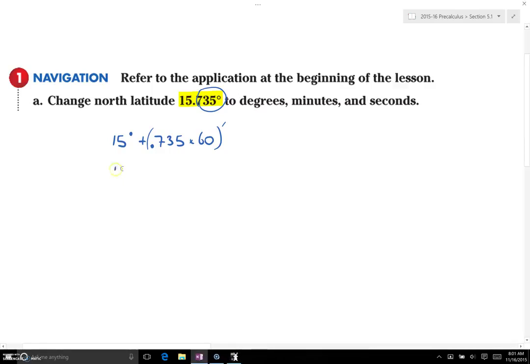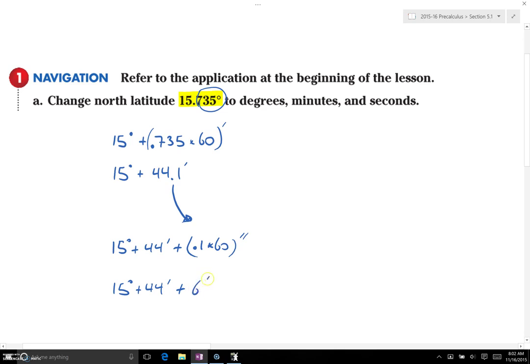Now we got another decimal. So what we'll do is we'll take that decimal bit, and that'll be our seconds. So we'll have 15 degrees plus 44 minutes plus 0.1 times 60, and that's going to be our seconds. So we don't need a calculator for that. We know that it's 6. So we're going to have 15 degrees plus 44 minutes plus 6 seconds.